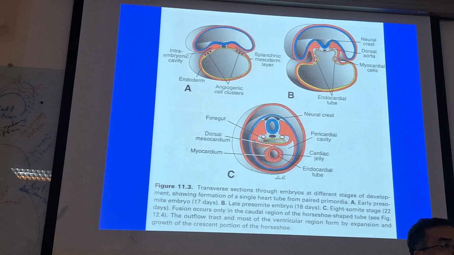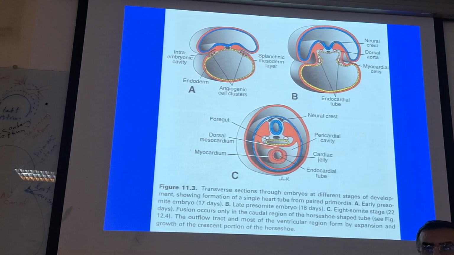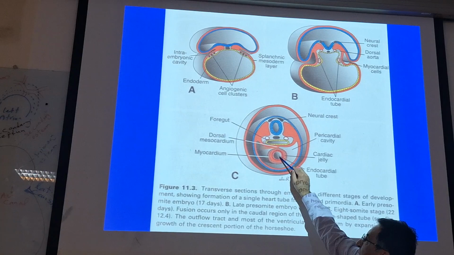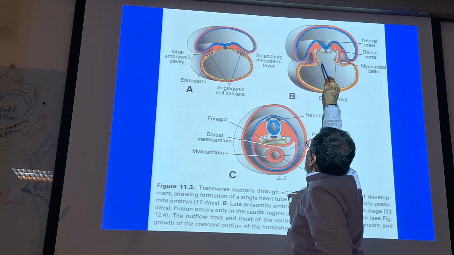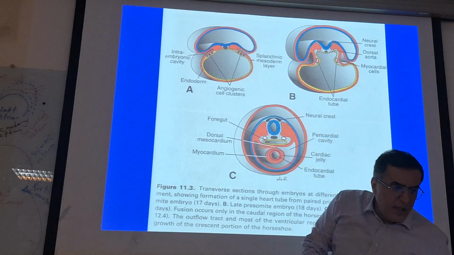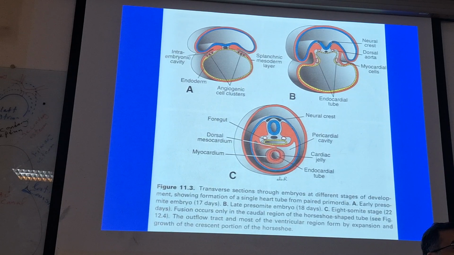The two arms of the horseshoe, here we have the two tubes. And finally the two tubes join together and we have one. There is no pointer. Okay. This is the one tube here. Before, we have the two tubes, and when they join, they make one tube. So they make the endocardial tube? Cardiac. Yes.